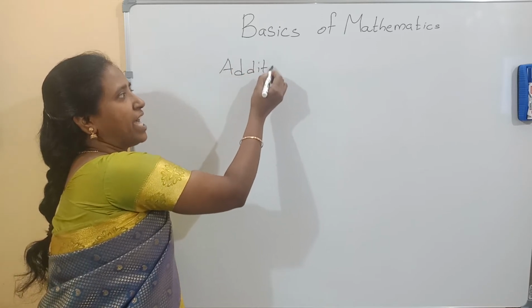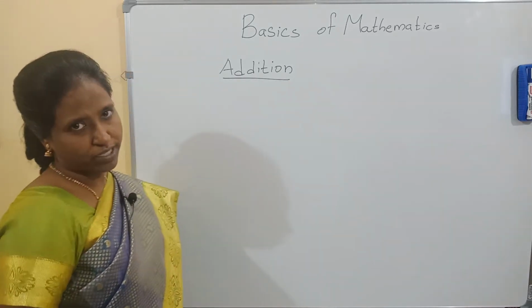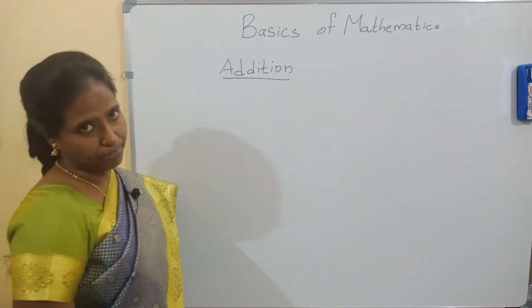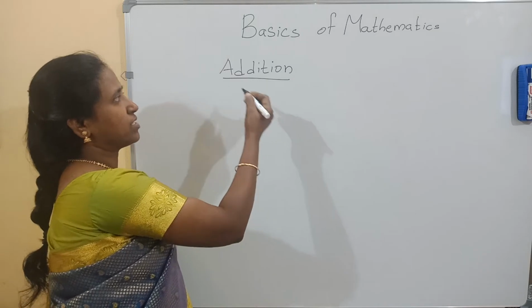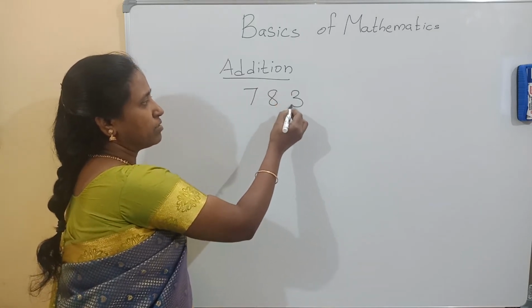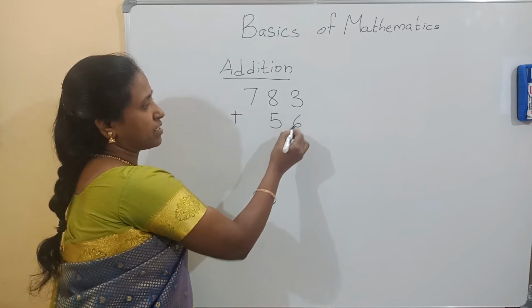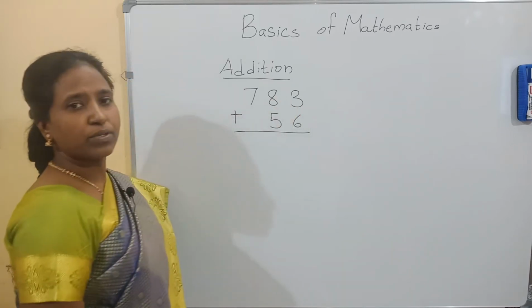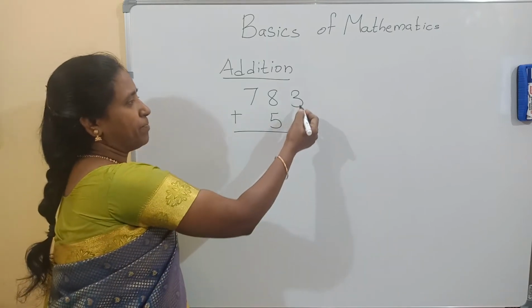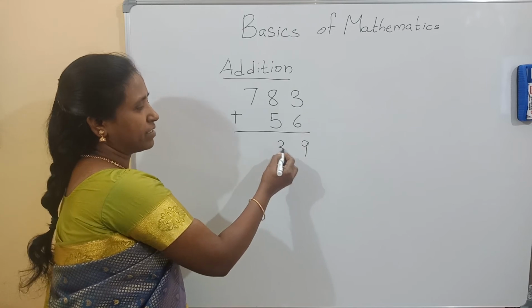When we do additions, whatever we get as the total is called the sum, right? And this process is called addition. Now, we add two numbers, 783 plus 56. How do we do this? Yeah, 3 plus 6, 9. 8 plus 5, 13.